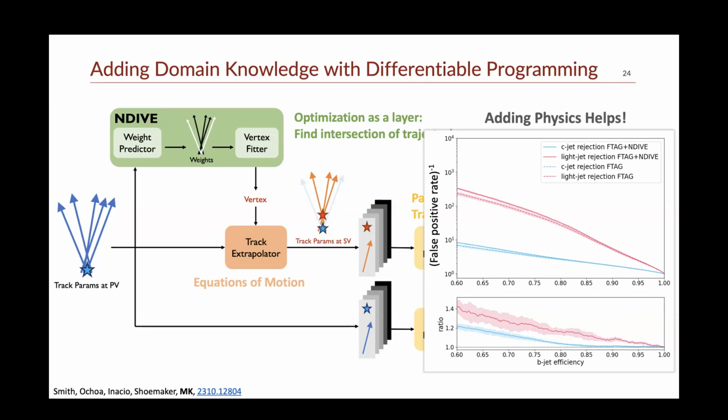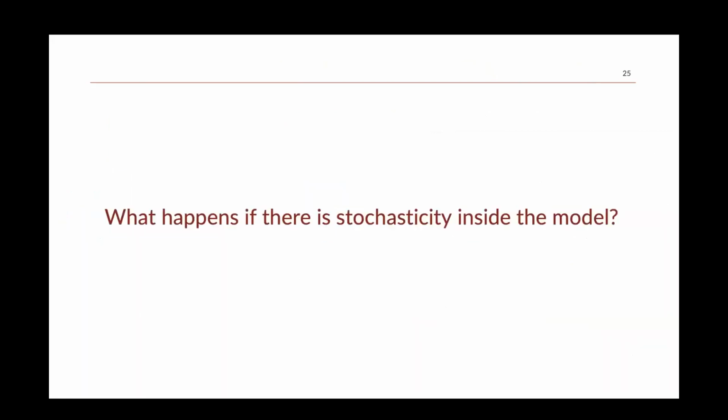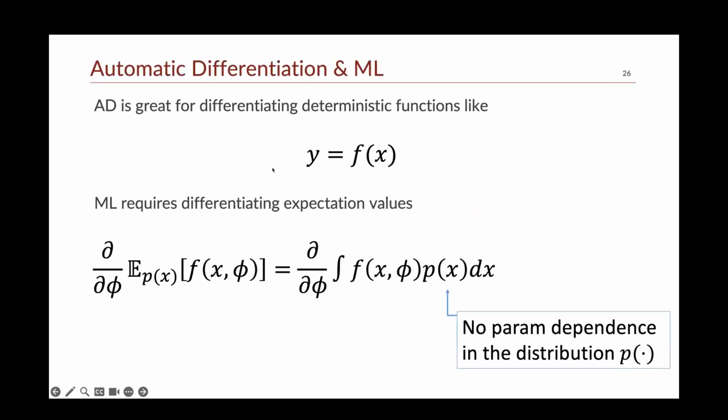Right, so adding physics helps. Adding this physics code and being able to optimize it all together enables us to better optimize our physics data analysis tools. But I was just discussing taking derivatives of functions, while machine learning actually has stochasticity in it. Automatic differentiation is really great for differentiating deterministic functions like y equals f of x. That's really what automatic differentiation does.